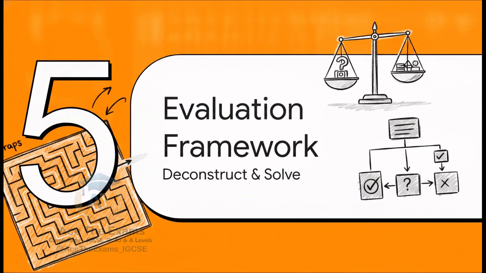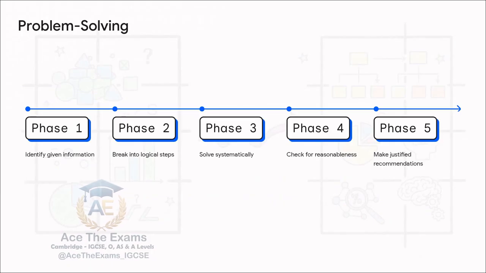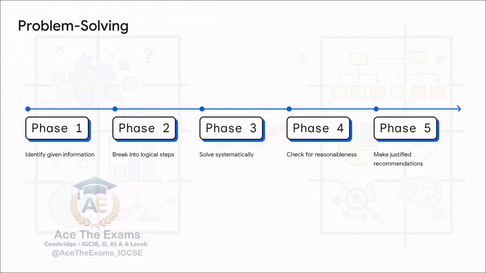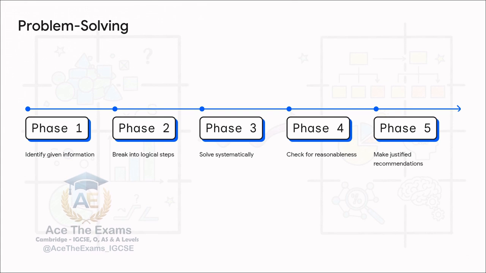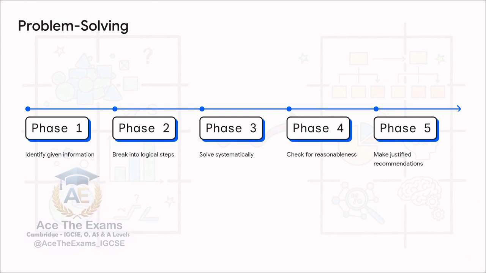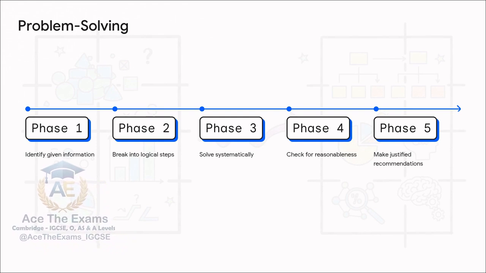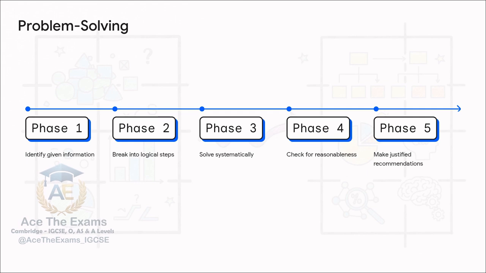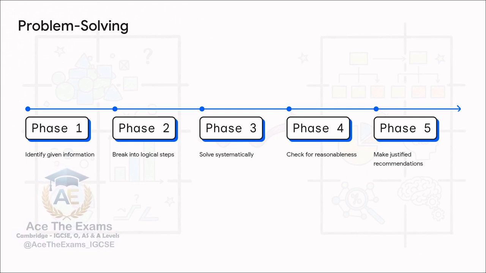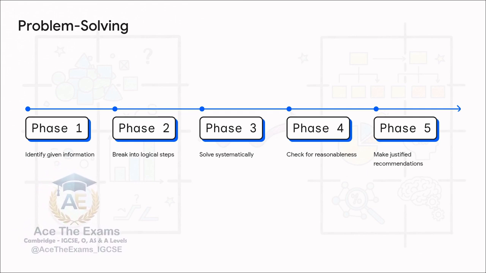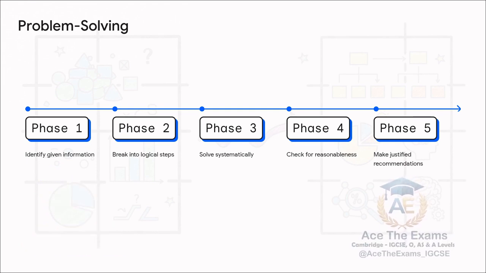Section 5, the evaluation framework. Deconstruct, solve, evaluate. To navigate those traps safely and hit the higher-order assessment objectives, you need a highly reliable evaluation framework. The exam demands that you evaluate alternatives, compare approaches, and make totally justified recommendations. Try to think of this deconstruct, solve, evaluate methodology as your chronological mission timeline for completely dismantling any complex exam problem.